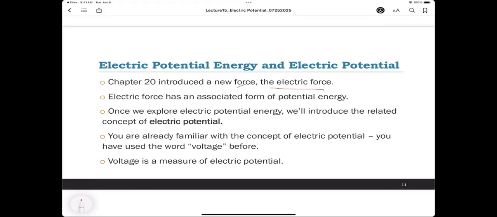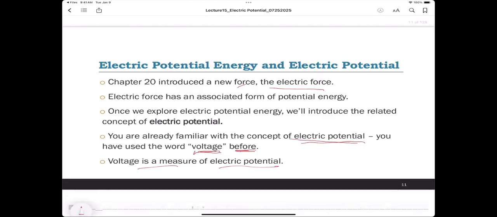You are already familiar with the concept of electric potential. You have used the word voltage before, am I right? After this class you will know how voltage is related to electric potential. Actually, voltage is a measure of electric potential. Amazing, am I right? You have already touched electric potential very early.